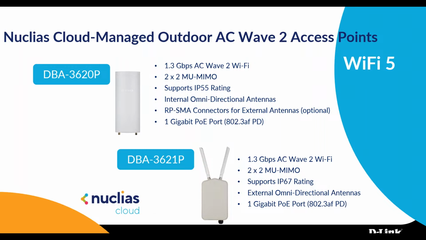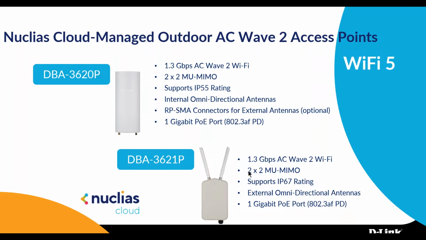In terms of outdoor access points, we have two variants right now. We have the DBA-3620P and the 3621P. The big difference between these guys is essentially the housing. They're both 1.3 gigabits AC Wave 2 access points. The DBA-3620P supports an IP55 rating, which is pretty good for ingress of water and dust control. But if you need something that's going to be splashed on, that's going to be out in the middle of nowhere, we also offer the DBA-3621P, which supports up to IP67 rating, which will take jets of water directed at it.